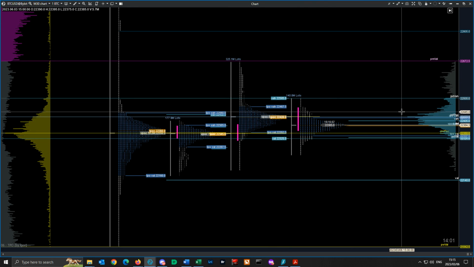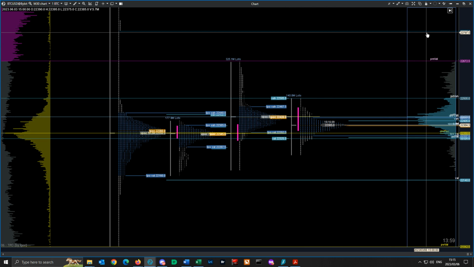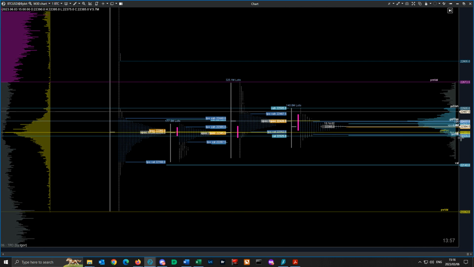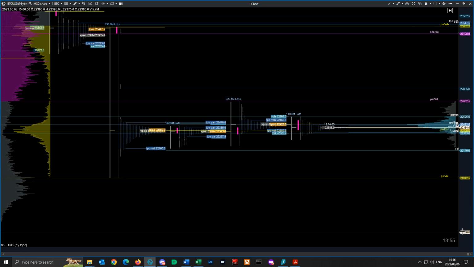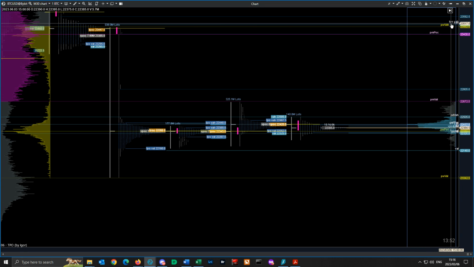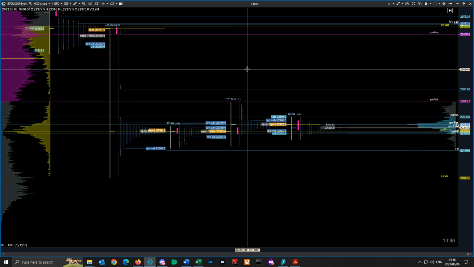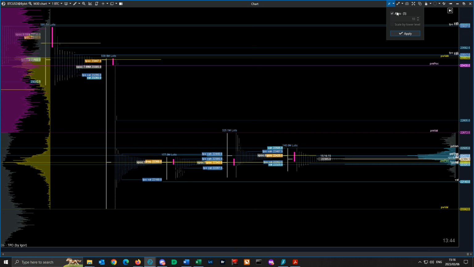There's also a couple of single prints to be aware of at the $22,800 area. And right there is where our daily POC is, at the $22,000 area. You can't see it on this chart as my tick size is at 10.